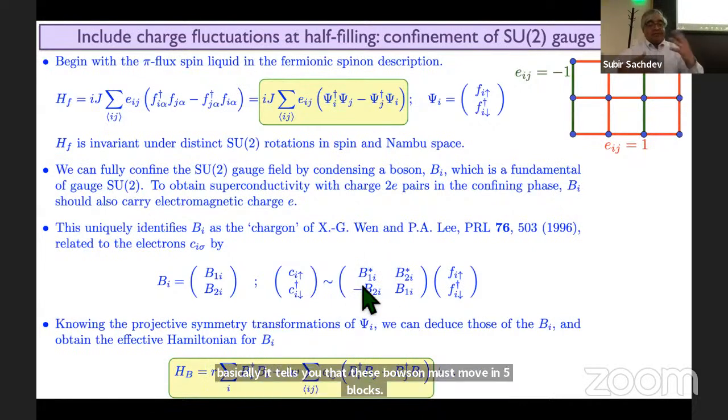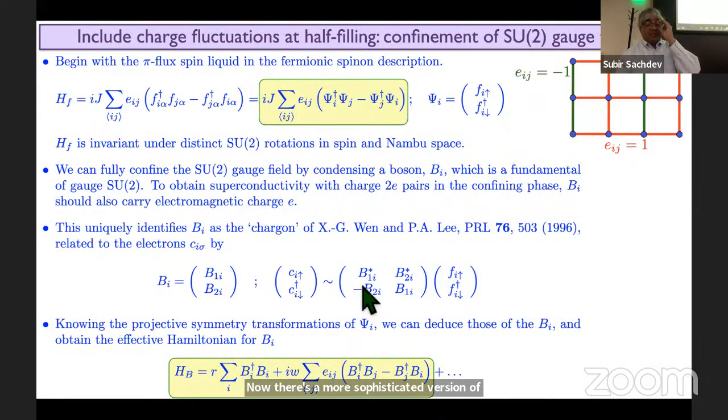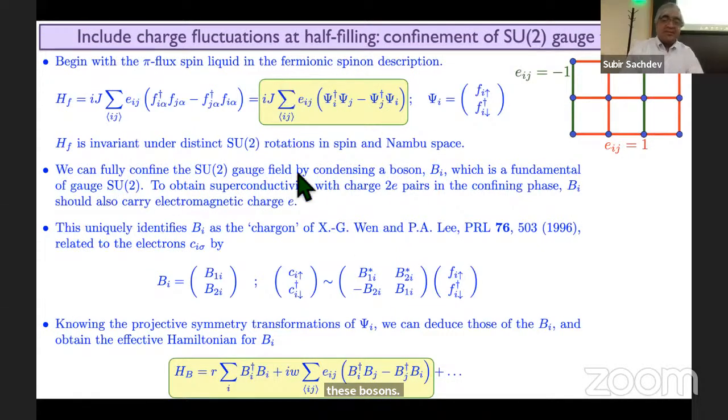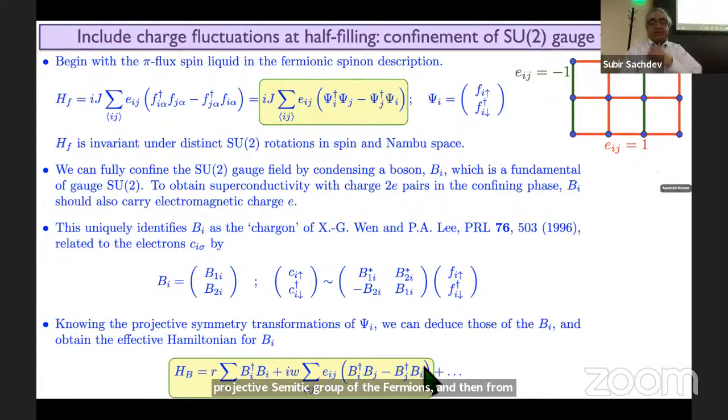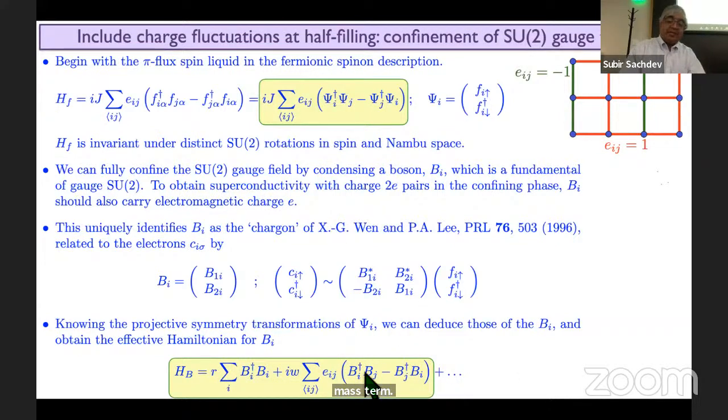Now, there's a more sophisticated version of this called the projective symmetry group. You can work out the projective symmetry group of these bosons, and it's easy to work it out once you know the projective symmetry group of the fermions. And then from that, you can write down the most general, at least time-independent, terms in the Hamiltonian of the bosons. There's, of course, the usual boson mass term. Then there's the hopping term, which actually has exactly the same form. It must, because there must be pi flux. And then you can keep going.